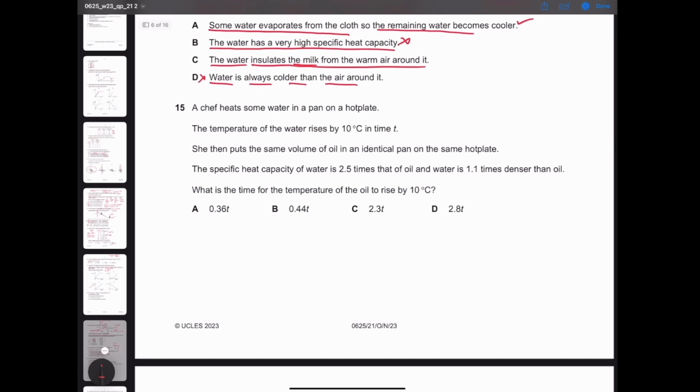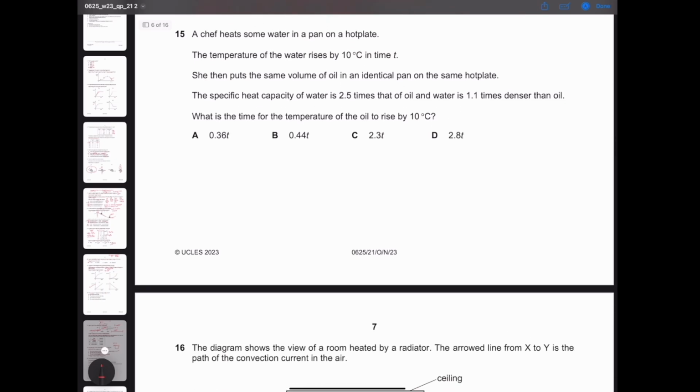Now, question 15 is a very good question. And I want you to pay attention to this to understand this properly. Now, see. A chef heats some water in a pan on a hot plate. All right. The temperature of water rises by 10 degrees Celsius in time t. So there is a wonderful chef. He's heating water and the water's temperature rises by 10 degrees Celsius in time t.